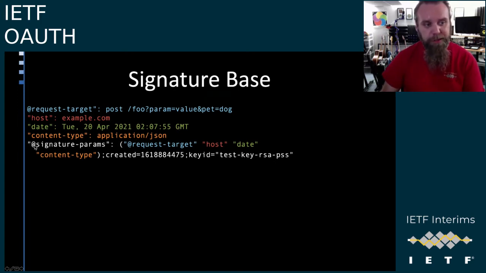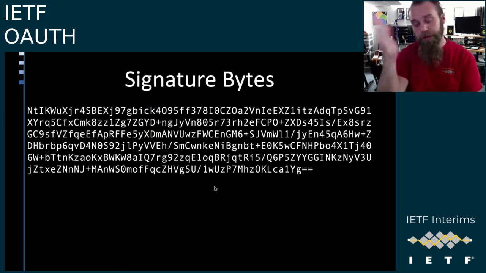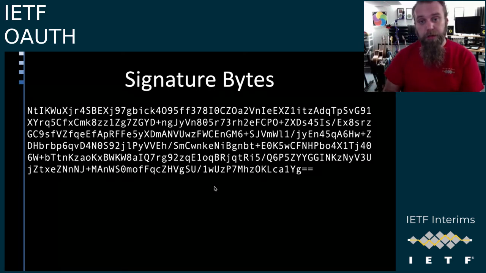And then finally, this special @signature-params value, which has the list of all of the covered content that is signed: request target, host, date, and content type. And then any additional parameters and variables that the signer needs to add in order for the verifier to understand it. So we've got the created timestamp and a key identifier in this particular example. You take this and run it through the appropriate key signing algorithm, or the crypto algorithm, and you end up with a blob of bytes. And this is here in base 64. No big surprise here. Then you add these to the HTTP message.